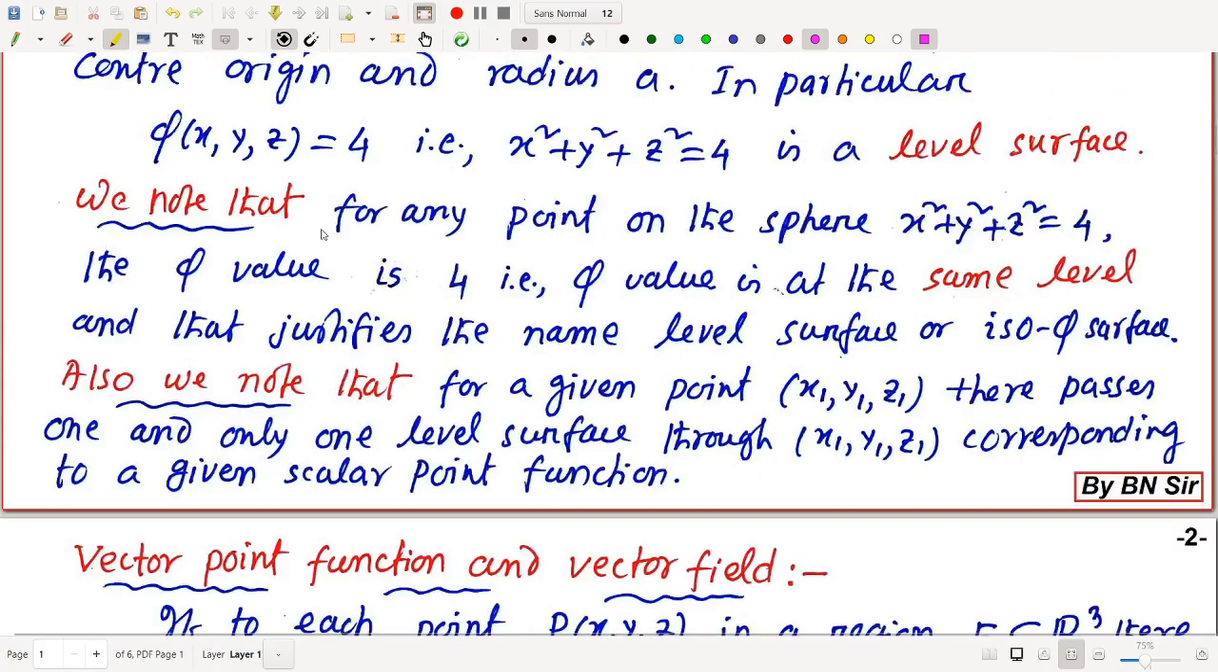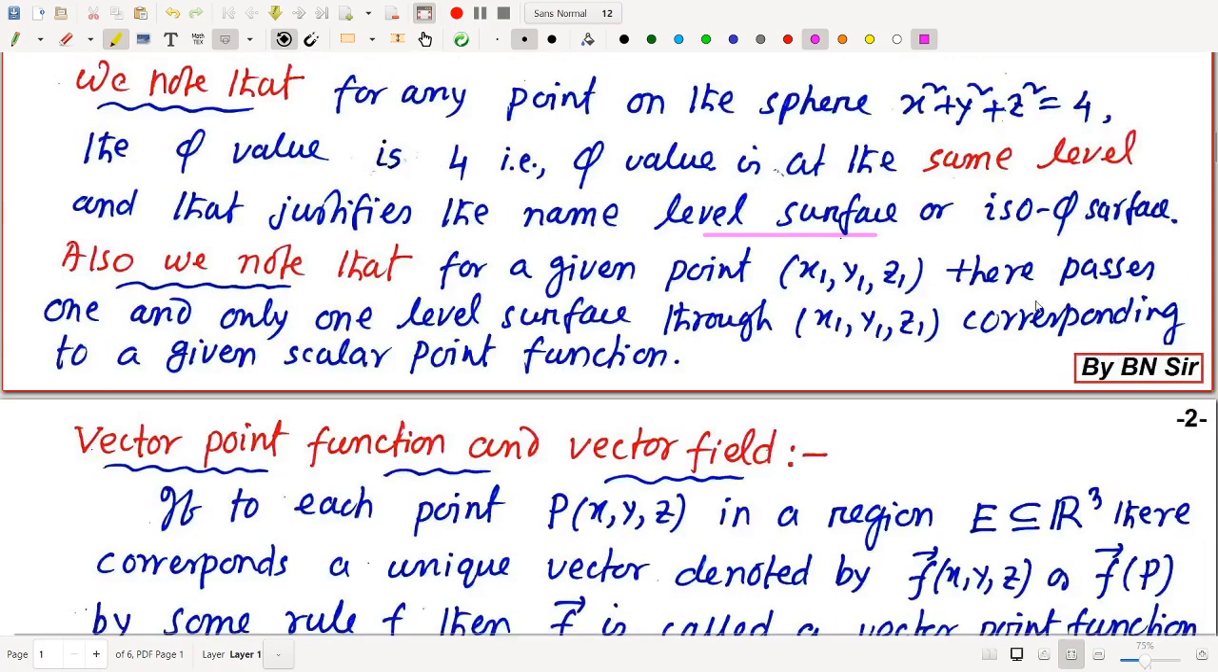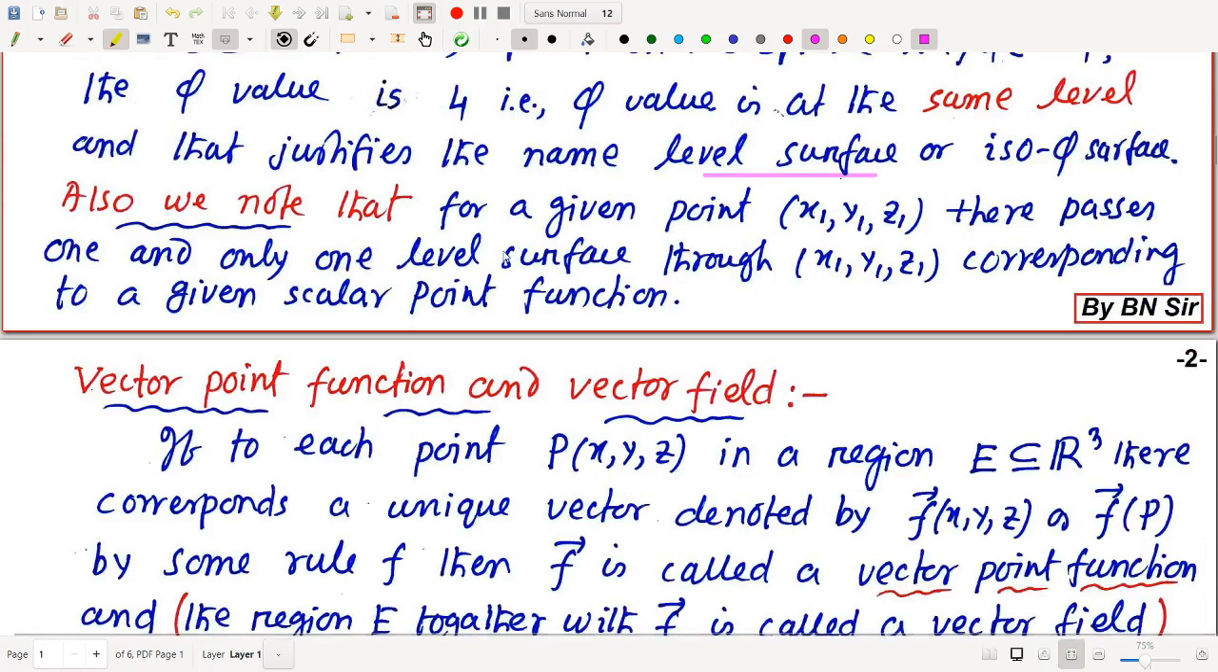And why it is called a level surface, let us see. We note that for any point on this sphere, x square plus y square plus z square equals 4, the phi value is 4. The left side is phi x, y, z, and it is always 4. x, y, z are not constant, but phi of x, y, z is a constant. It means the phi value is the same for all points on this sphere. So it is 4, that is, the phi value is at the same level, and that justifies the name level surface, or iso-phi surface. Also we note that for a given point x1, y1, z1, there passes one and only one level surface through x1, y1, z1.